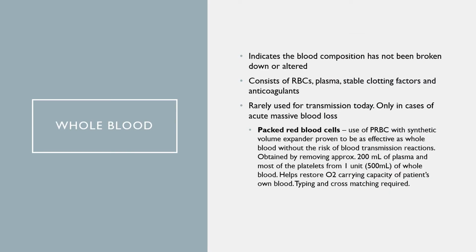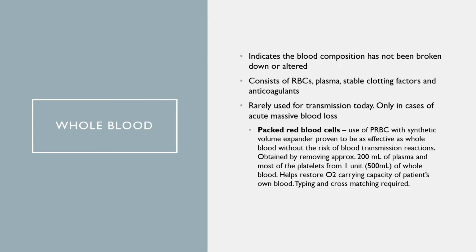Okay, then we have whole blood. This indicates the blood composition has not been broken down or altered. It consists of our red blood cells, plasma, stable clotting factors, and anticoagulants. It's rarely used for transfusion today, only in cases of acute massive blood loss.